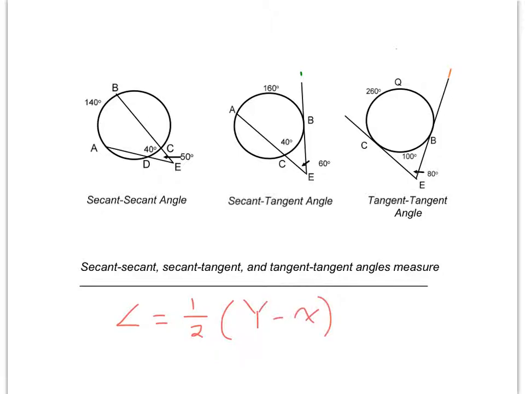So as we look here, we can see now this angle is 50 because it's equal to half of 140 minus 40. 140 minus 40 is 100. Half of 100 is 50. This angle is 60 because it's equal to 1/2 of 160 minus 40. 160 minus 40 is 120. Half of 120 is 60. And looking here at the tangent, one arc is 260. The other arc is 100. 260 minus 100 is 160. Half of 160 is 80.